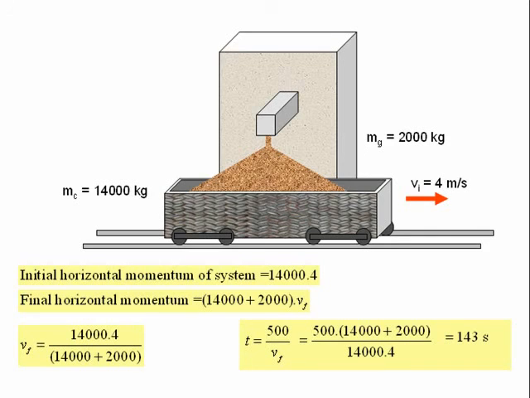The answer is 143 seconds. Can you explain why? Again, pause the talklet and give yourself time to think about it and then return when you are ready. Mass of the wagon plus grain is decreasing.